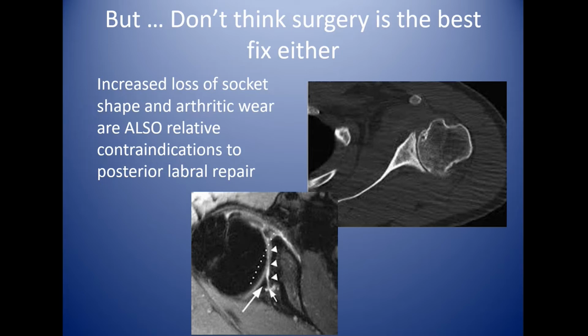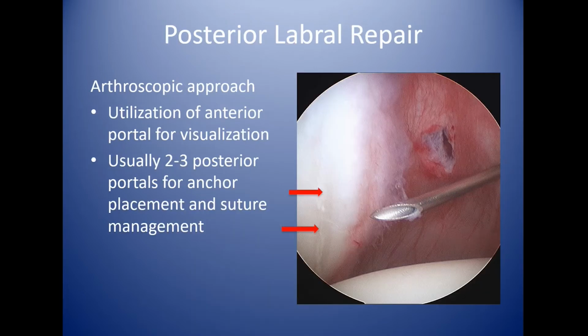Next slide. So just a quick picture. This is a reverse of what you saw before. This is looking from the front to the back of the shoulder. That little metal there is actually just the tip of a needle. That's how small it is. And where the arrow is, that's the edge of where the labrum attaches to the bone. Next slide.